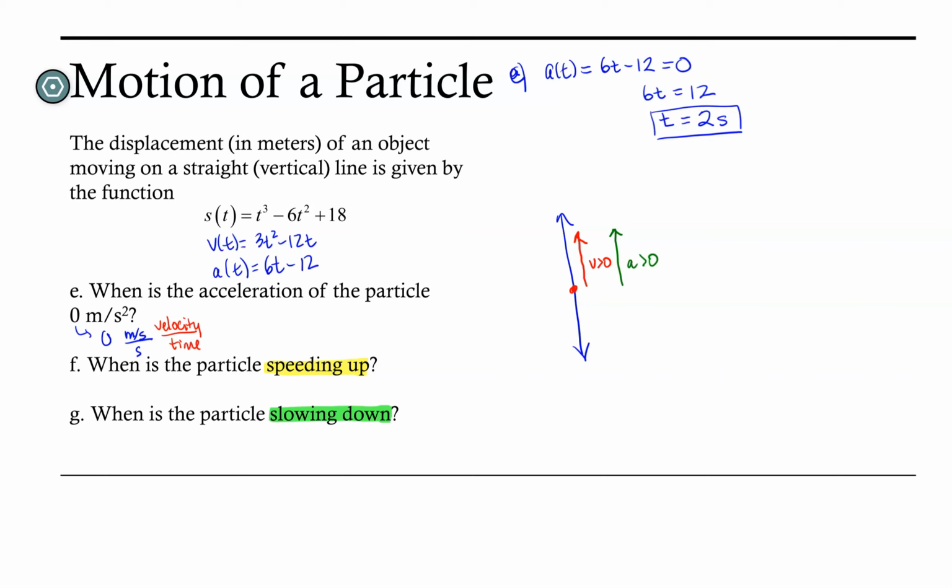So think about going down the freeway. If I press on the gas pedal to accelerate, I'm accelerating in the same direction as my travel, and we tend to call that speeding up. So when my velocity and my acceleration are both positive, then that is considered speeding up.